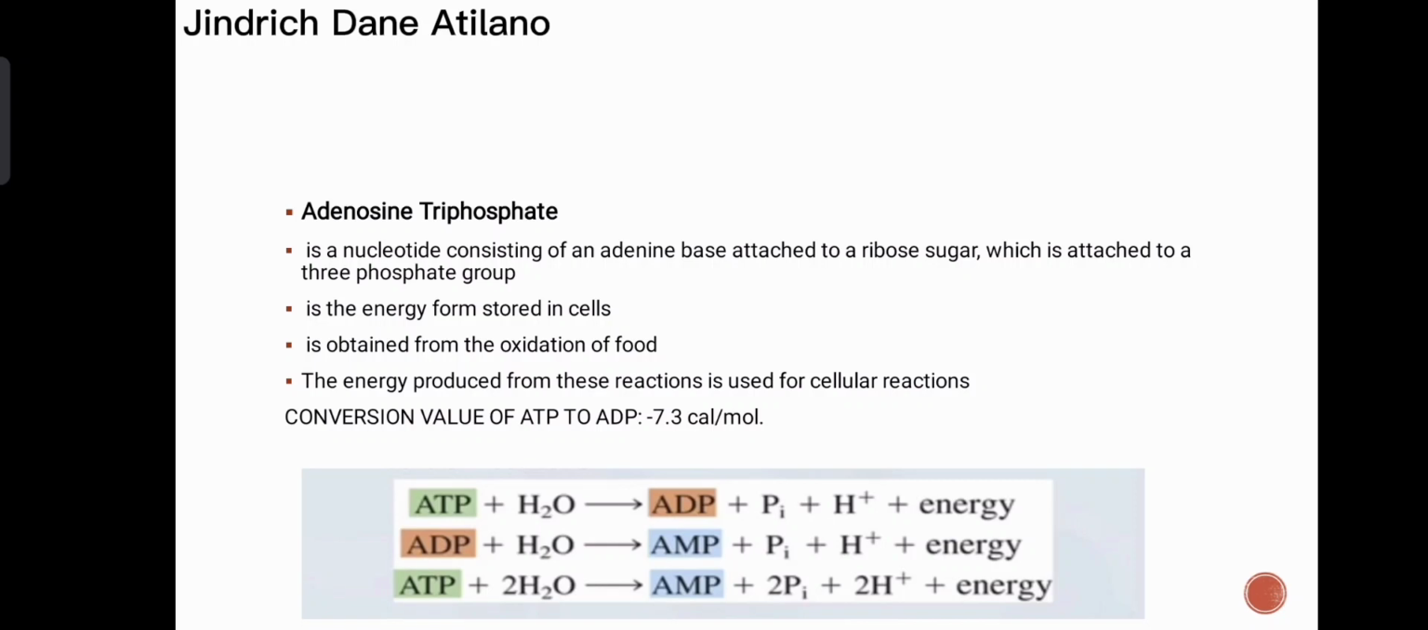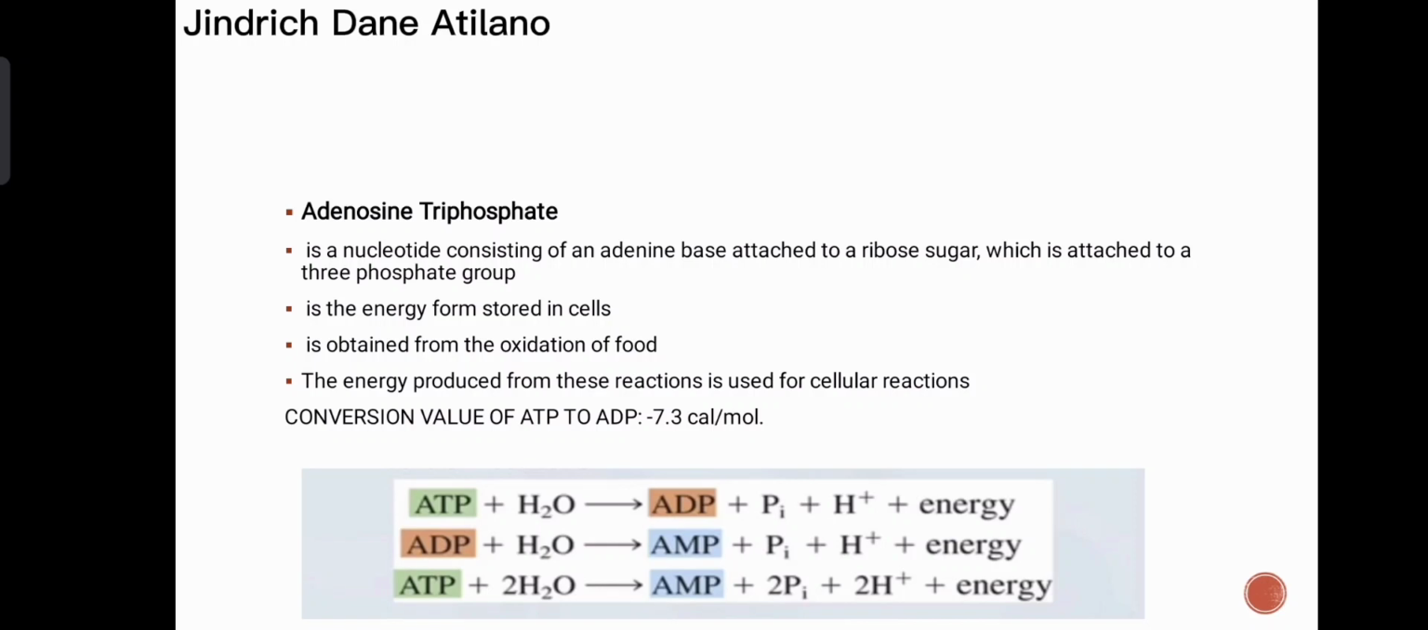In this stage, from ATP, one phosphate group was eliminated, so it has only 2 phosphate groups, and that's the time you can call it ADP, or adenosine diphosphate. And ADP plus H2O converts to AMP.